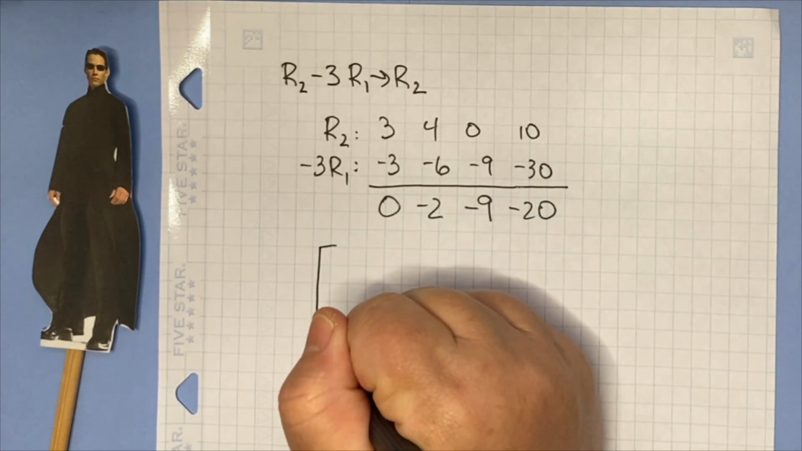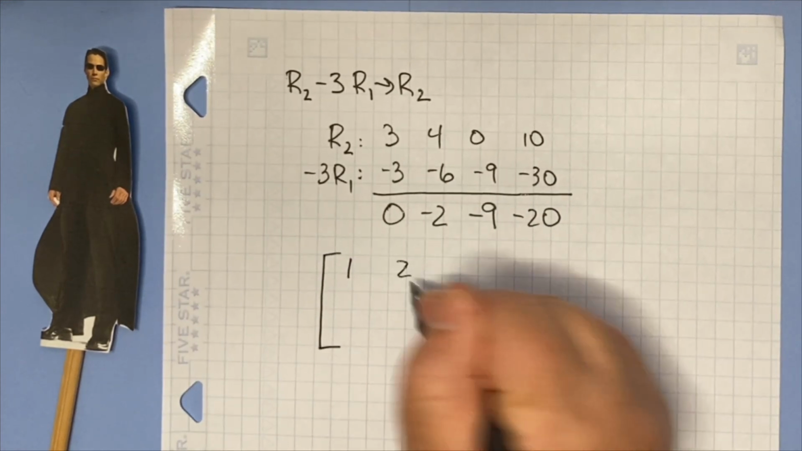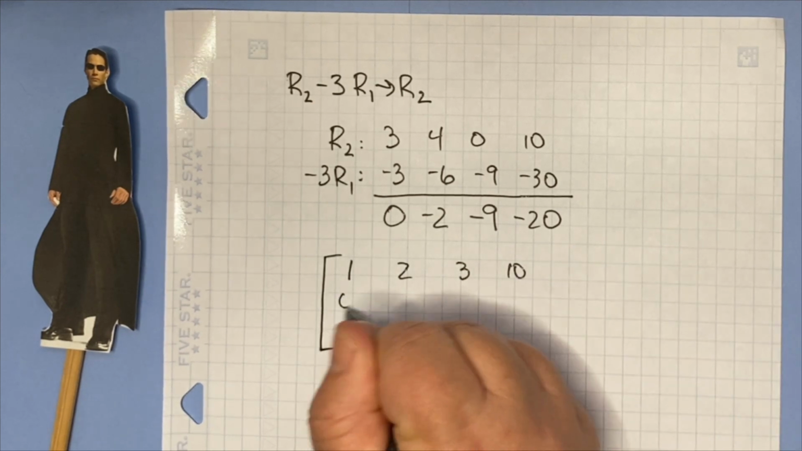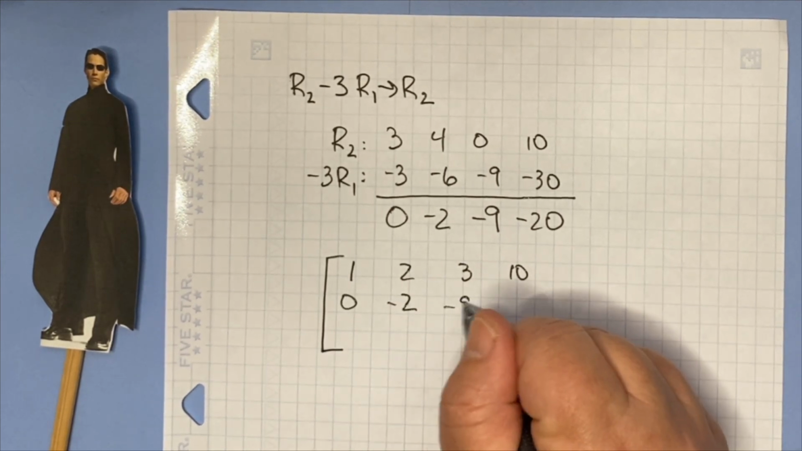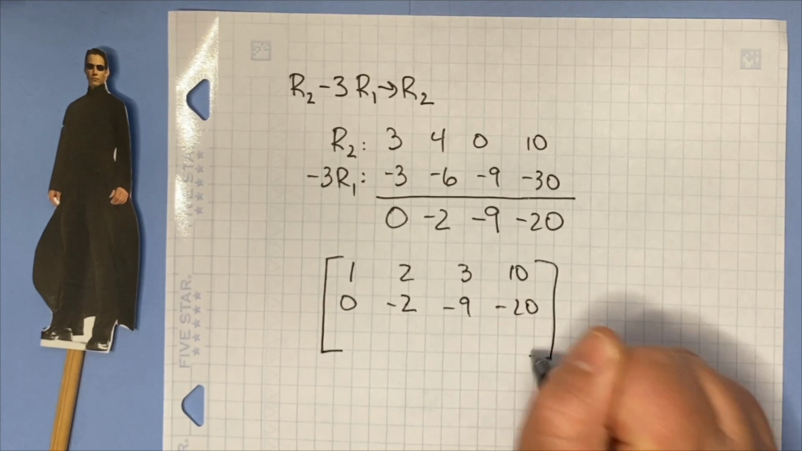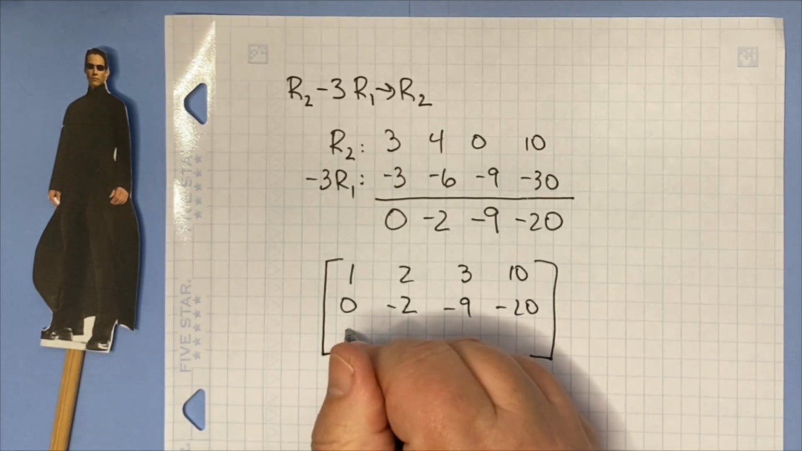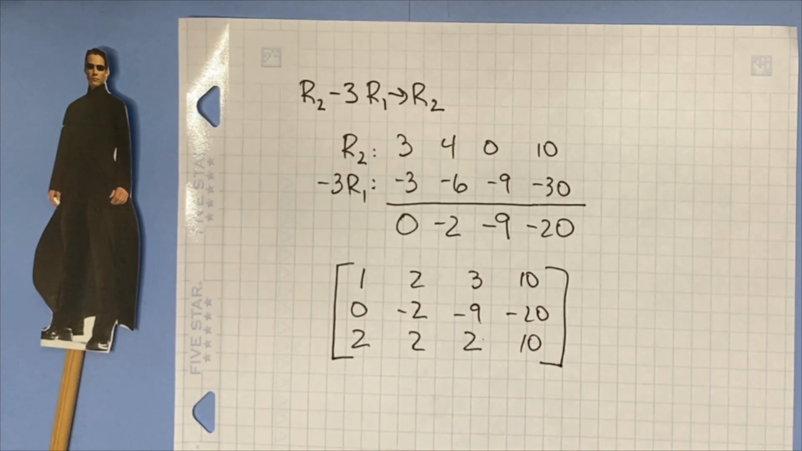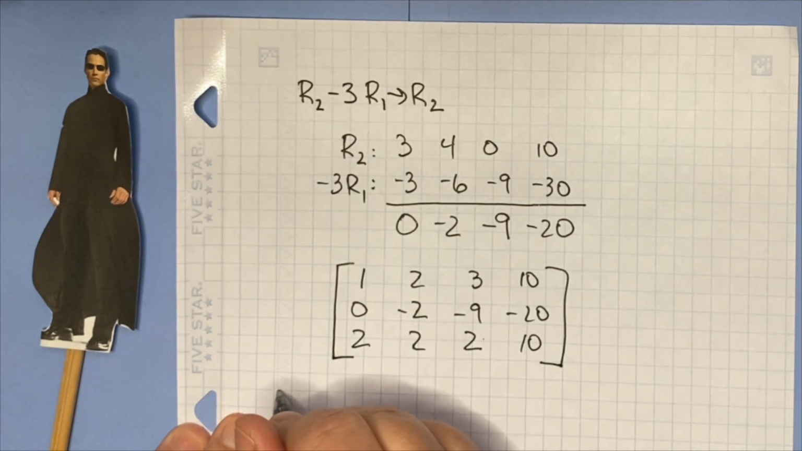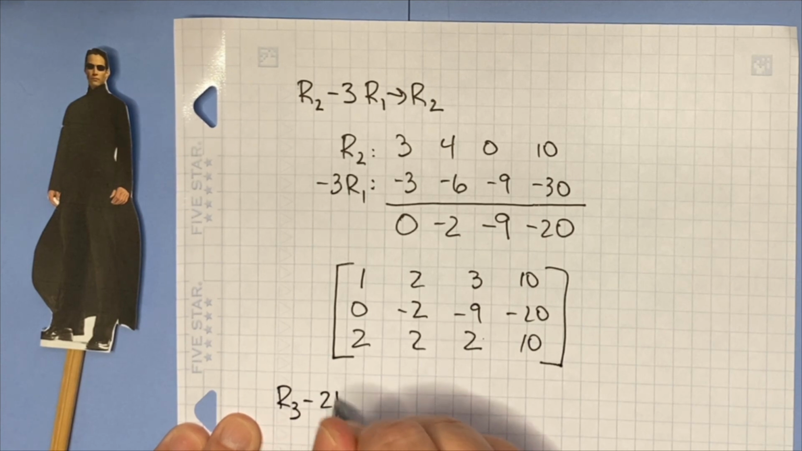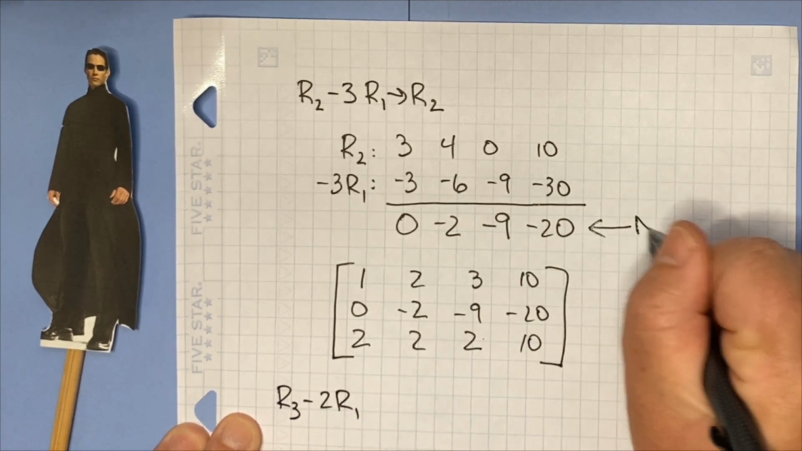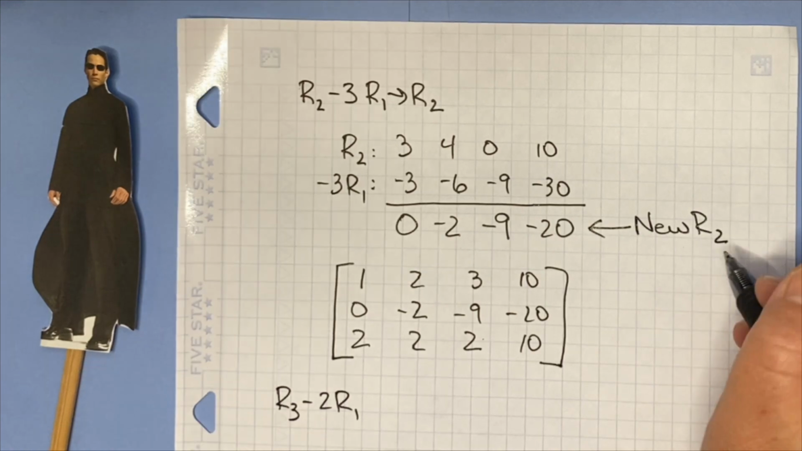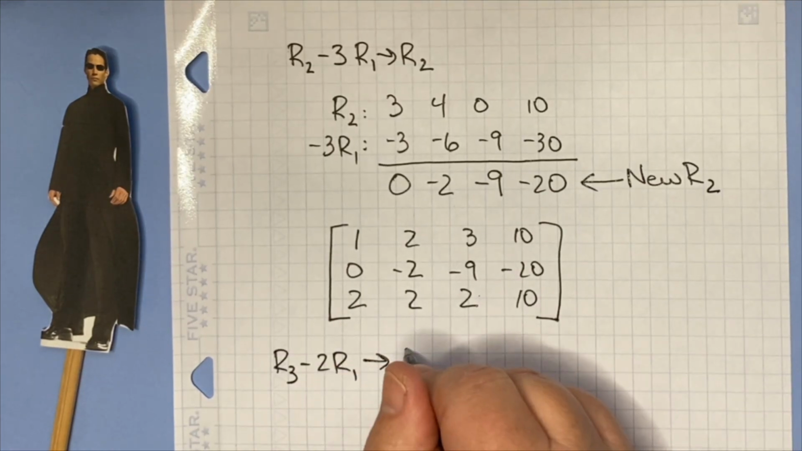My new matrix looks like 1, 2, 3, 10, 0, negative 2, negative 9, negative 20. You can multiply by negative 1 if you want. And then I've got 2, 2, 2, 10. Okay, so next up, I'm going to take row 3 minus 2 row 1. Oh, I forgot to write new row 2. And I'm going to put that in row 3.